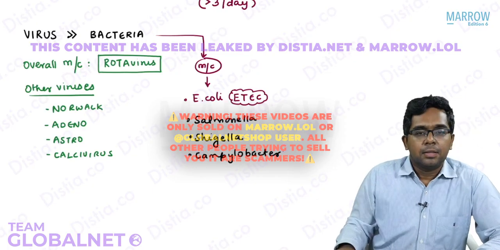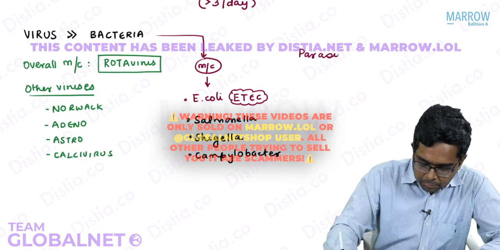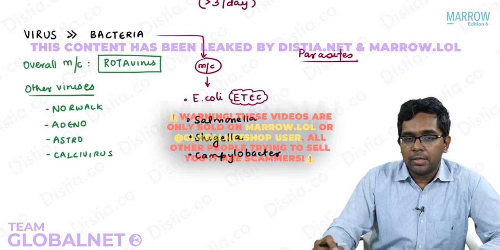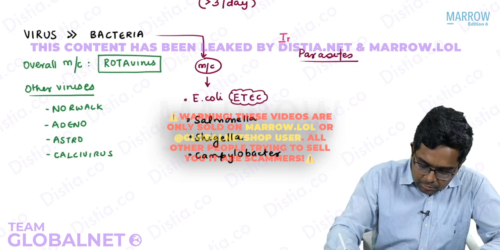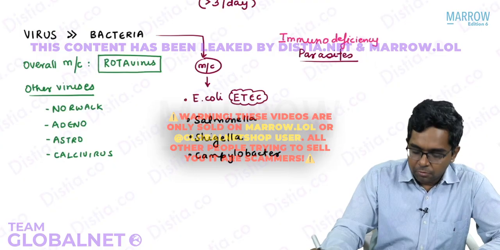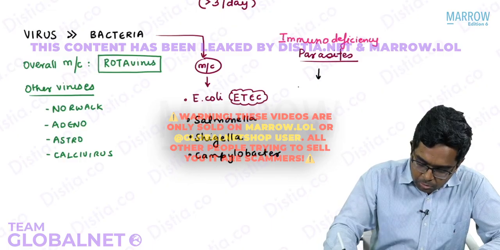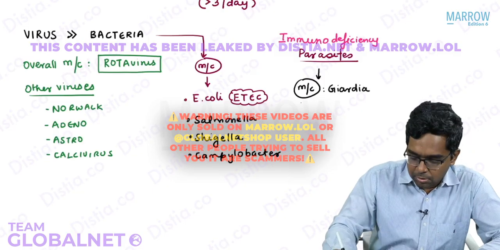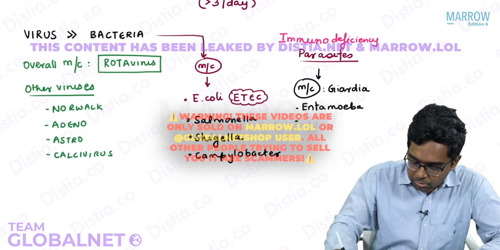Okay, right. The last group of organisms associated with diarrhea includes parasites. Here is an important point: parasites normally are not encountered as a cause of diarrhea in the pediatric population. However, in children with immunodeficiency, they are commonly associated. So immunodeficiency is one of the predisposing factors for a child to develop diarrhea associated with parasites. And what are the common parasites in this group? The most common parasite is Giardia. Others include Entamoeba histolytica, and also Cryptosporidium.